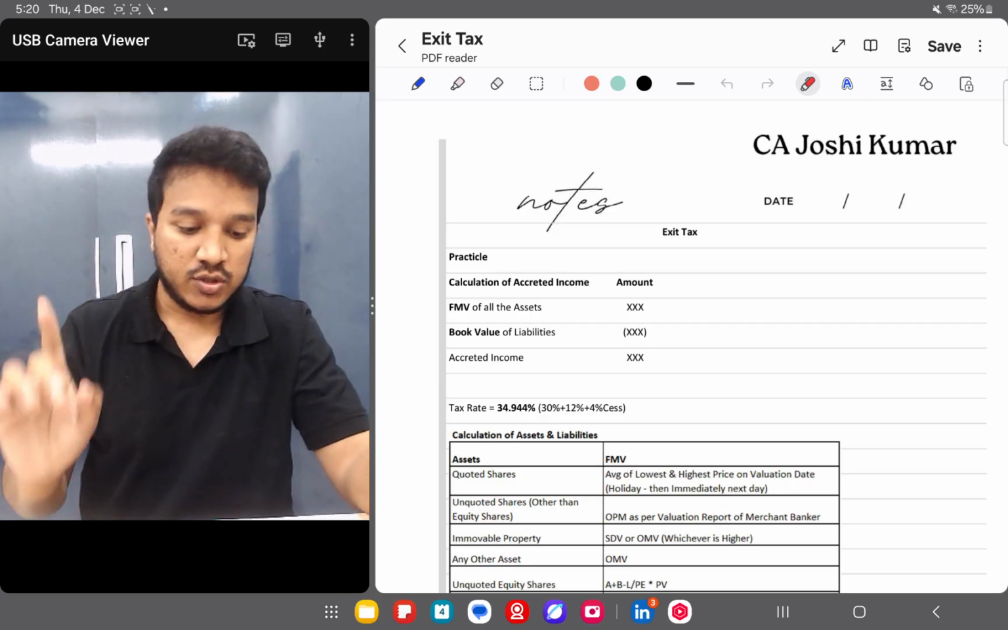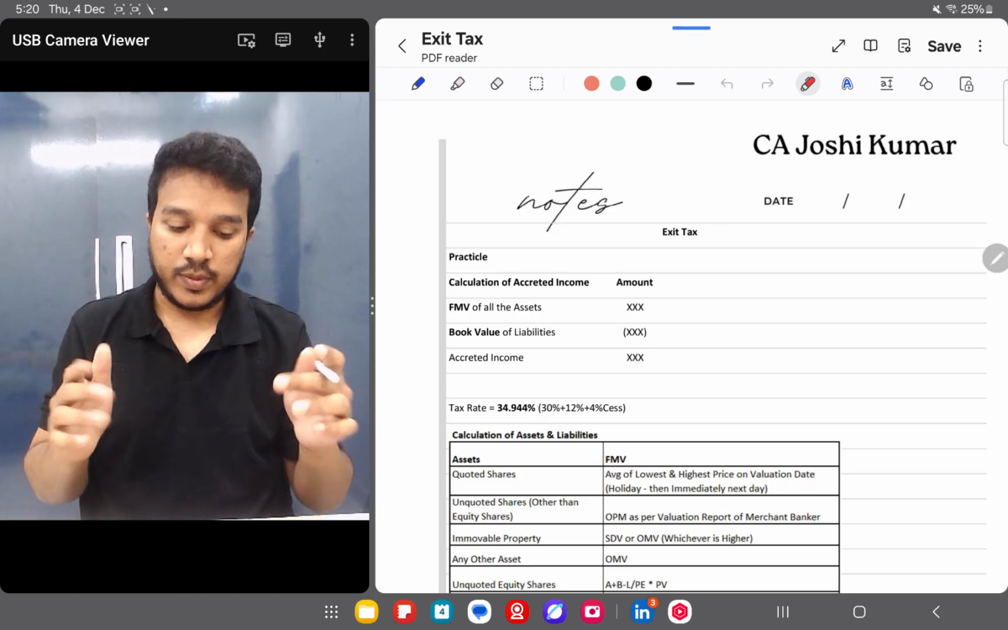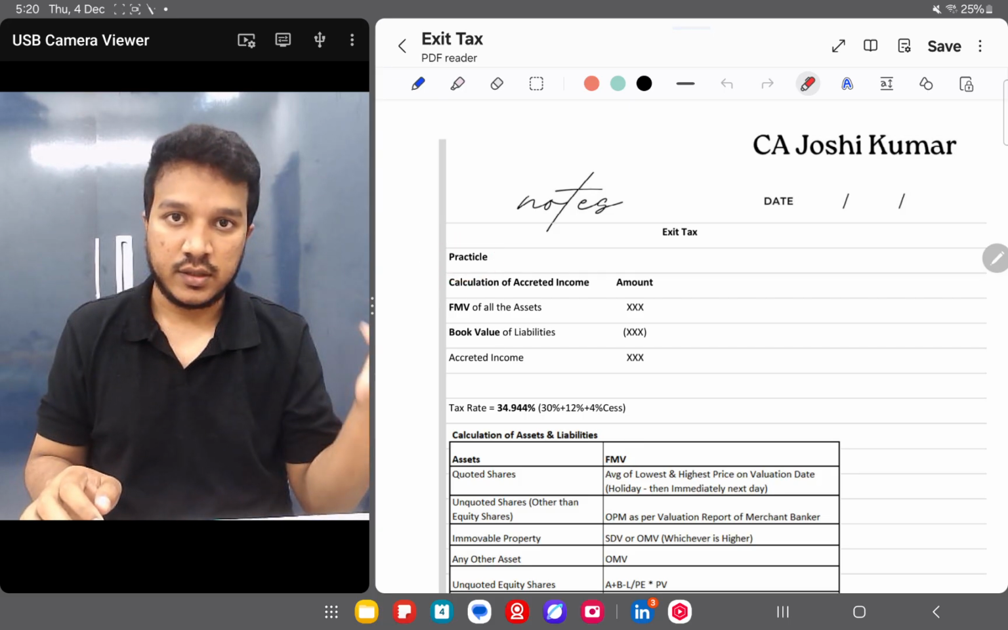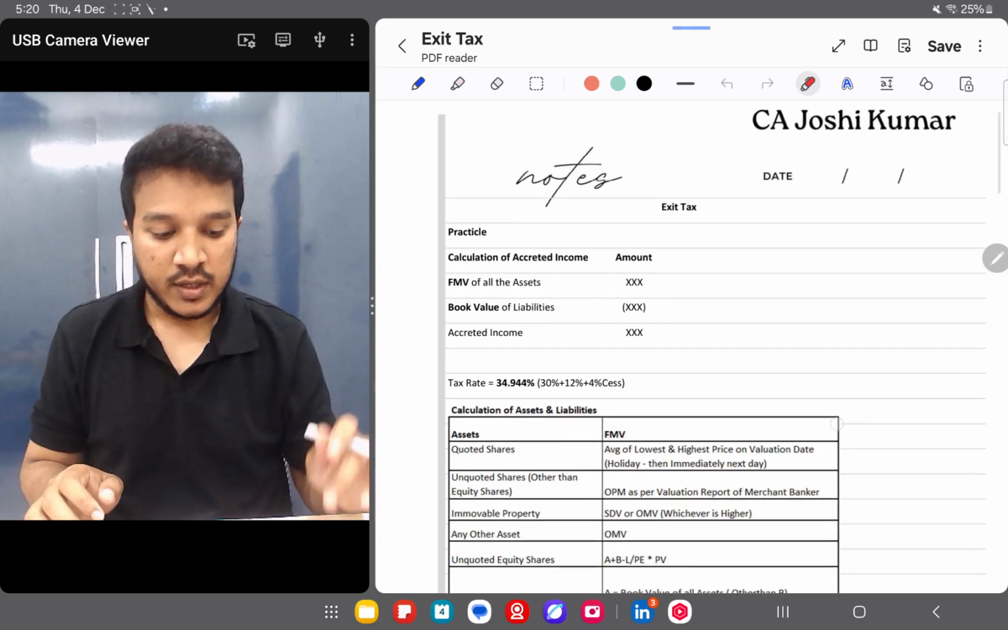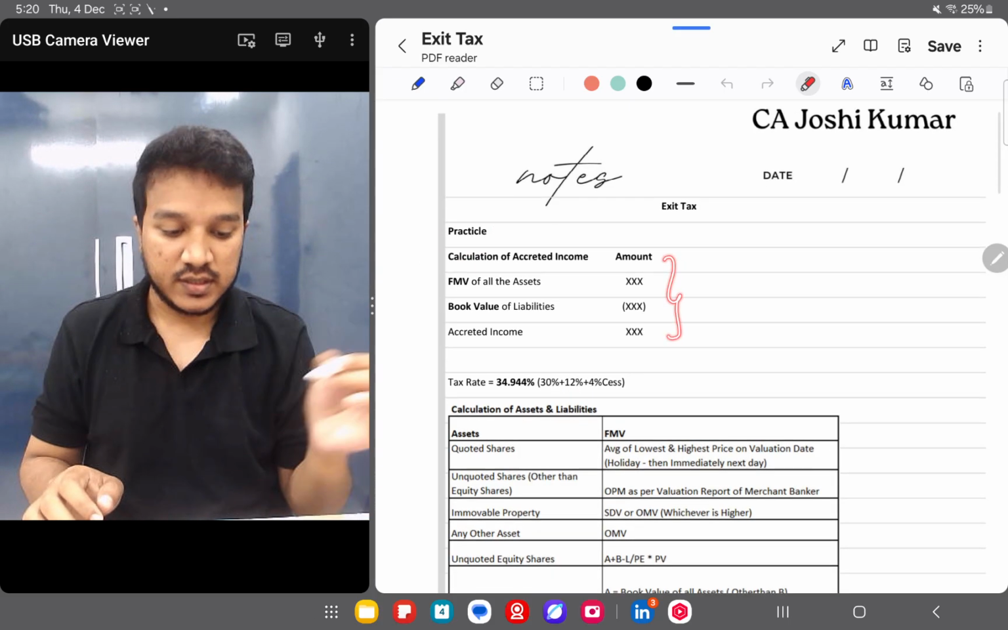Your work will get done. So exit tax, we are dividing this chapter into two parts. One is practical and the other one is theory. Okay, first let's finish off the practical part. So how do you calculate exit tax? See, this is the format.